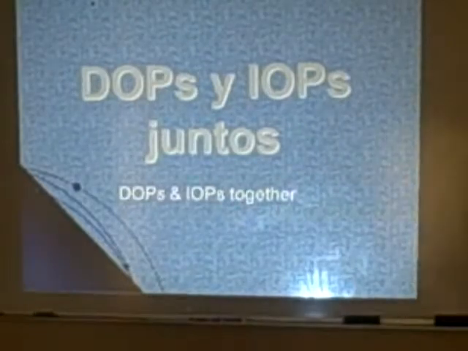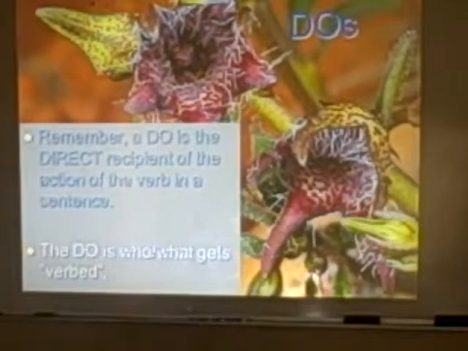DOPs y IOPs juntos. DOPs and IOPs together. Remember, a DO is the direct recipient of the action of the verb. For example, I give the books. What do you give? The books. So the direct object is who or what gets verbed.